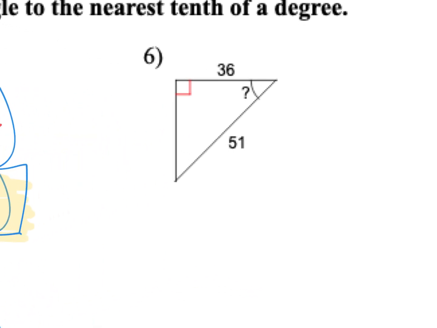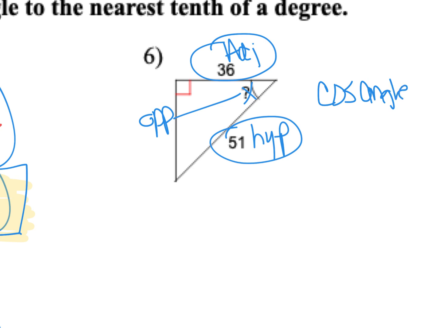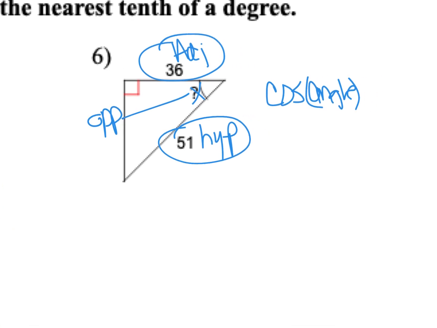Okay, so let's look at another one over here. Here's my angle, that's x. Over here is opposite. Here's my hypotenuse. Here's my adjacent. I always recommend labeling everything. The information we know is adjacent and hypotenuse. If we have adjacent and hypotenuse, that means we're going to use cosine of the angle is going to equal the adjacent side over the hypotenuse.